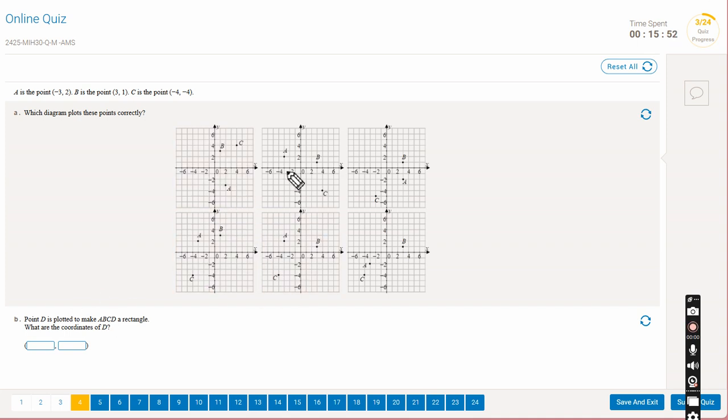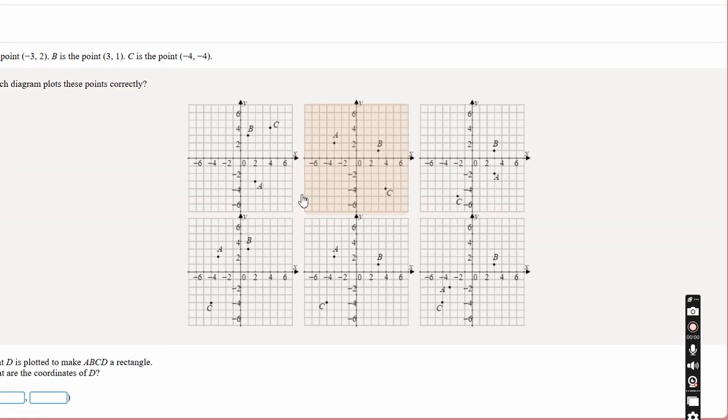And here, what you get is that you're just going to put the coordinates in the graph. So what is that? Minus 3, 2. B point is 3 and 1, and C is minus 4 and minus 4, right? So let's figure that out. Let's go through each graph why it's incorrect.